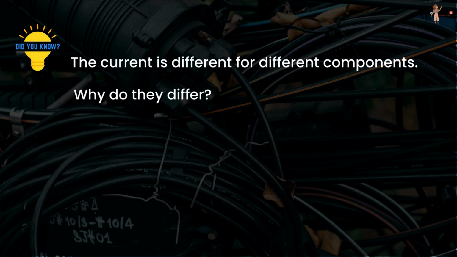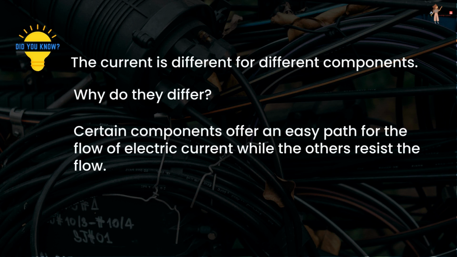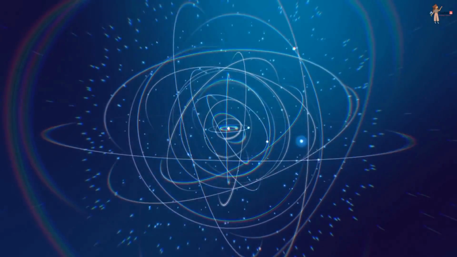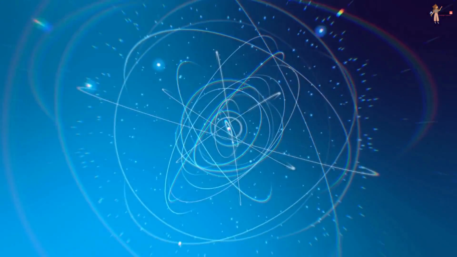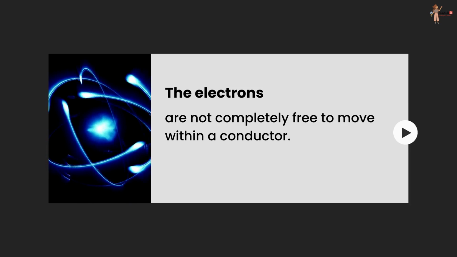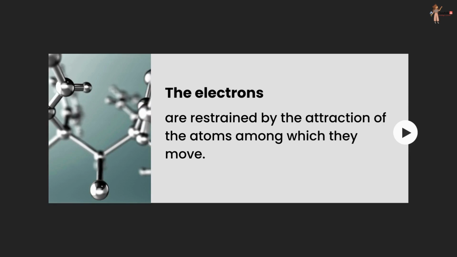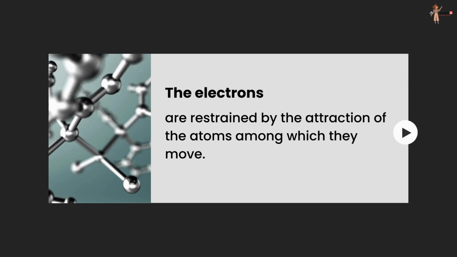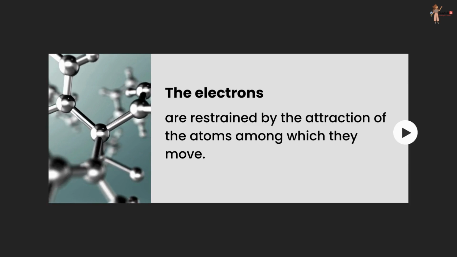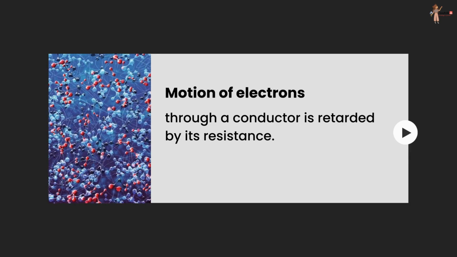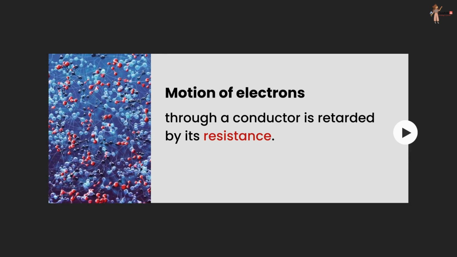Well, that is because certain components offer an easy path for the flow of electric current while the others resist the flow. We know that motion of electrons in an electric circuit constitutes an electric current. The electrons, however, are not completely free to move within a conductor. They are restrained by the attraction of the atoms among which they move. Thus, motion of electrons through a conductor is retarded by its resistance.